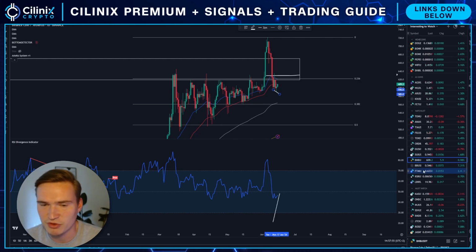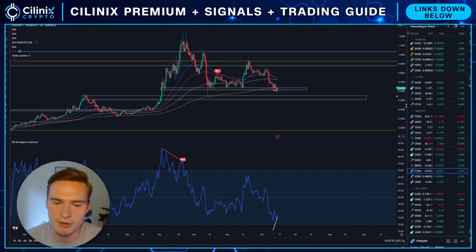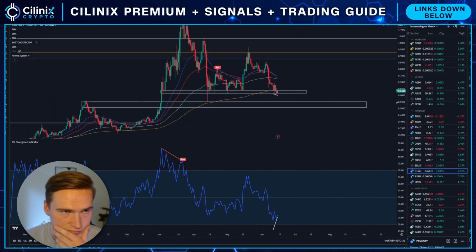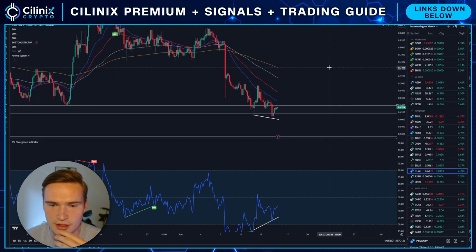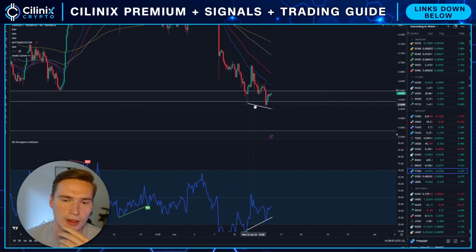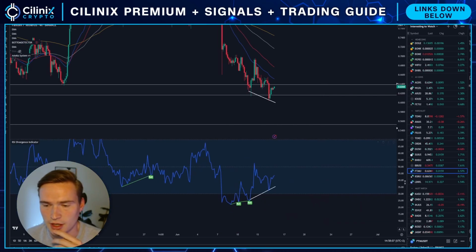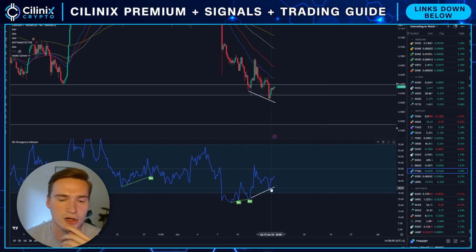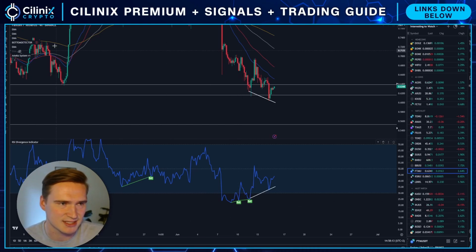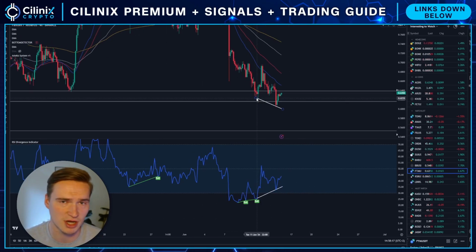And the same kind of with Phantom, but with Phantom, I am a little bit more inclined to call this interesting. You can see the price is making lower lows here, and then you can see a higher lows formation with the RSI. And here you can see that the indicator is giving off signals. So that's a bullish divergence.